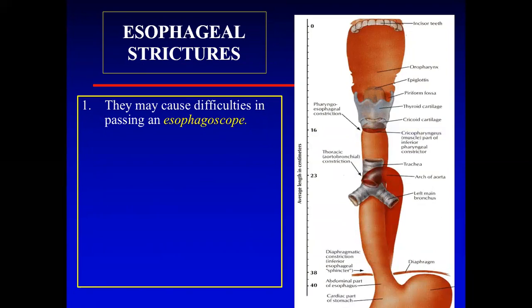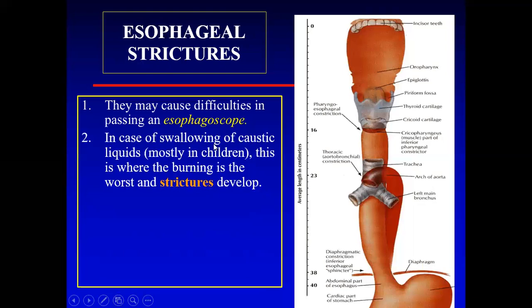So what is the importance of these esophageal structures or constrictions? They may cause difficulty in passing the esophagoscope. So esophagoscope, as I said, I was talking about the Ryle's tube. You can feel this is a very thin tube, but the esophagoscope is actually a thick tube, much thicker compared to the Ryle's tube. So when you pass this esophagoscope to see inside of the esophagus, then you might feel difficulty at this point.